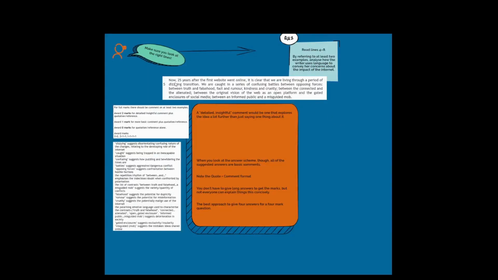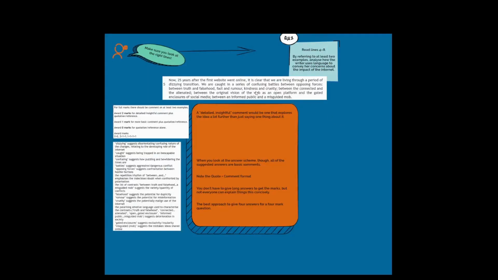Now here, the key words you're looking at are referring to at least 2 examples. That means you need to quote and analyse how the writer uses language. That word language is a clue that this is an analysis question, so we're dealing with techniques. You're not just explaining what the words mean, but you're actually analysing the effect of those words in the passage. Now we've looked at that, we can look at lines 4 to 8.